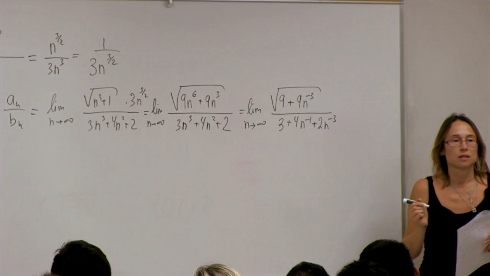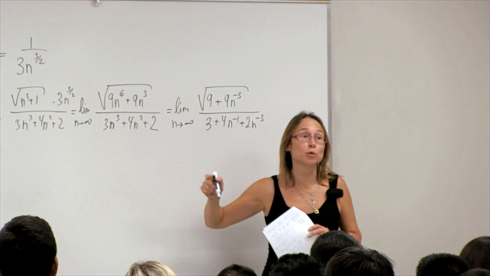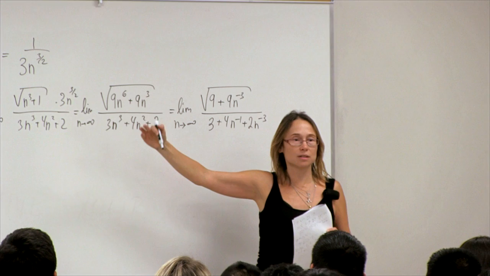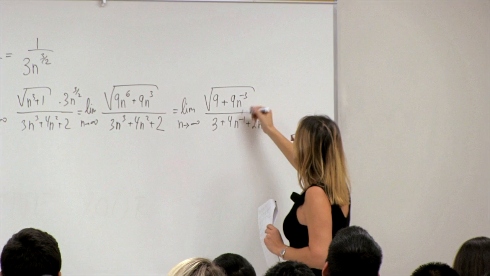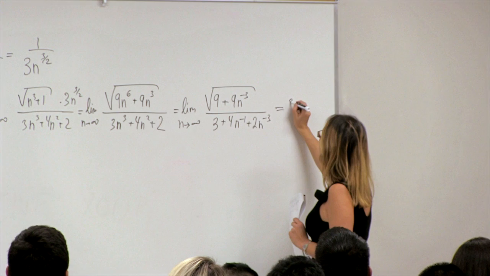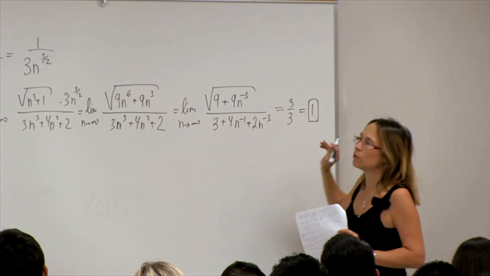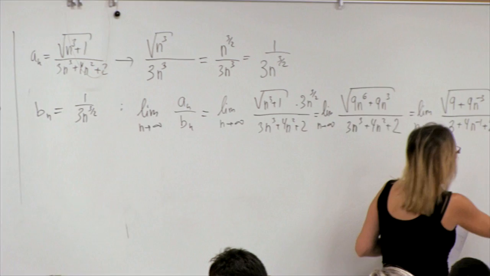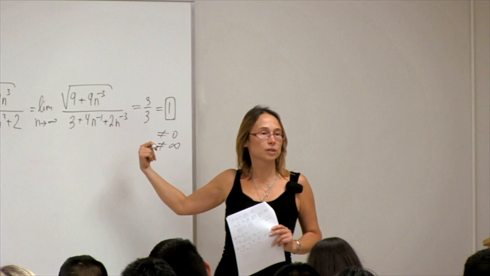To do this, I have to be very comfortable with manipulating square roots. Whenever I multiply and divide anything under a square root, it gets squared. If it's a cube root, it gets cubed, and so on. Now it's easy because everything that contains n to a negative power goes to 0, and I have 3 over 3, which is 1. So what is the test? We want to see that the two sequences behave similarly, so the limit has to be non-zero and not infinity. And that's what I have. It doesn't have to be less than 1 or anything like this. They just have to differ by a constant.